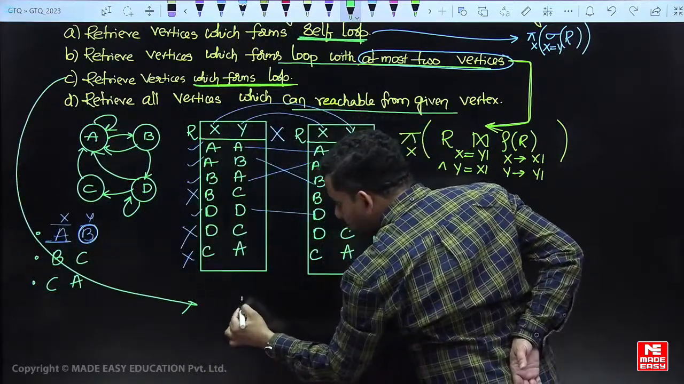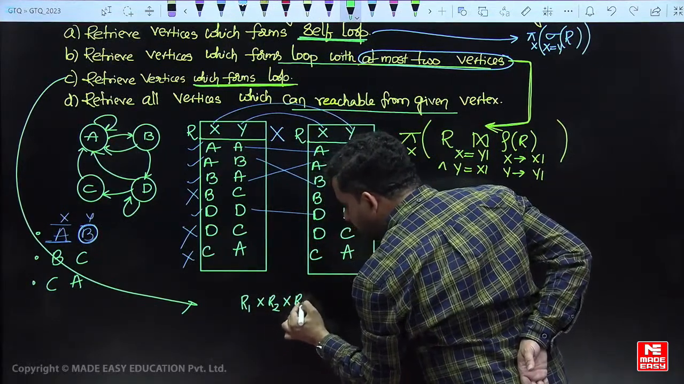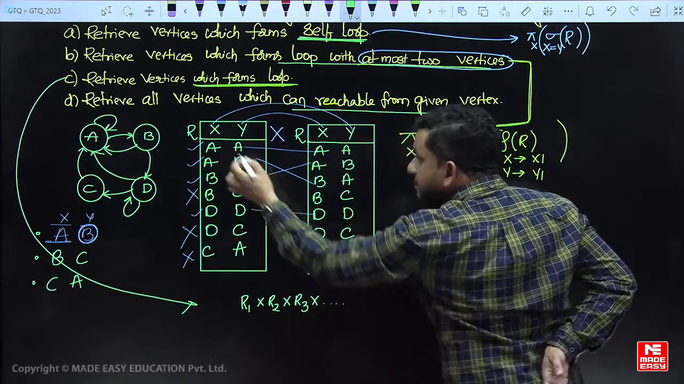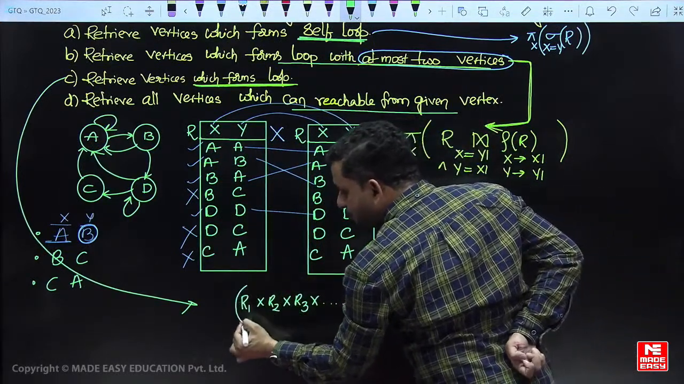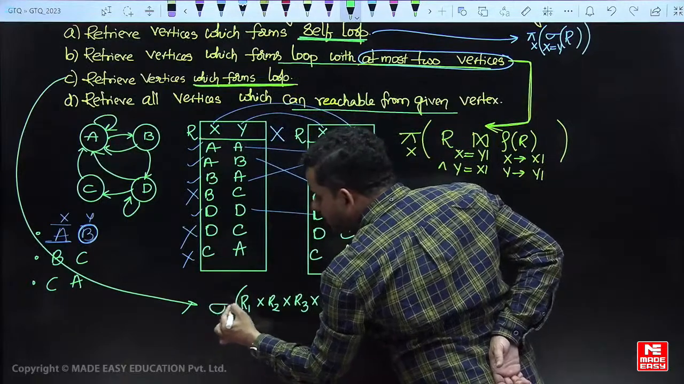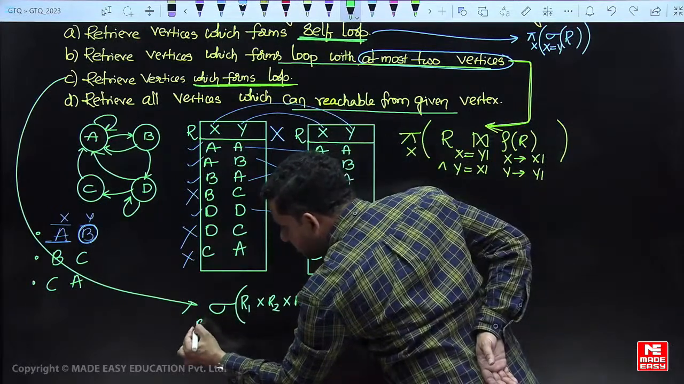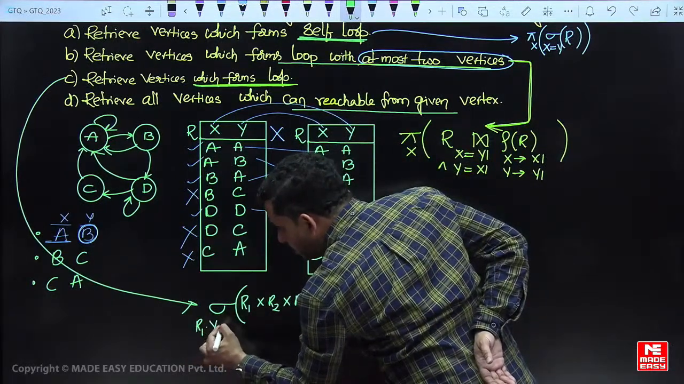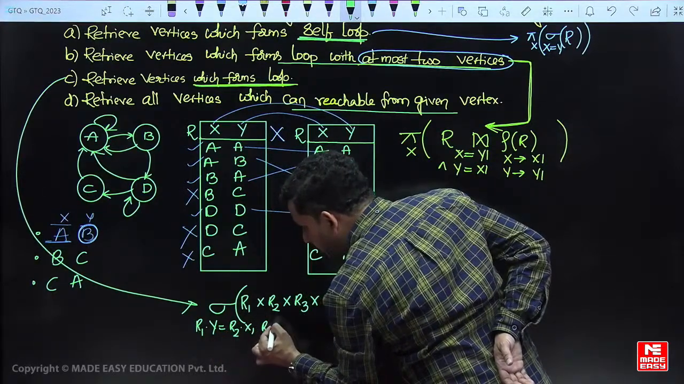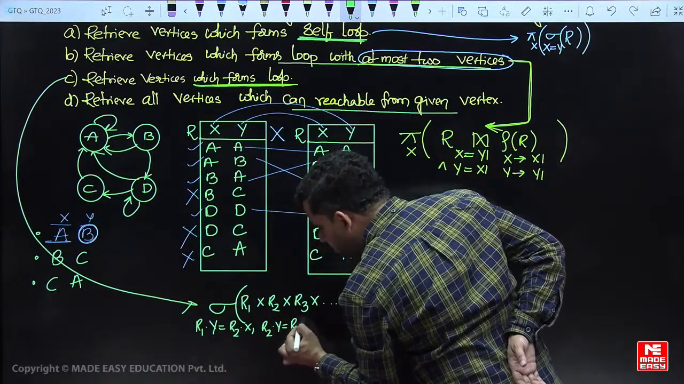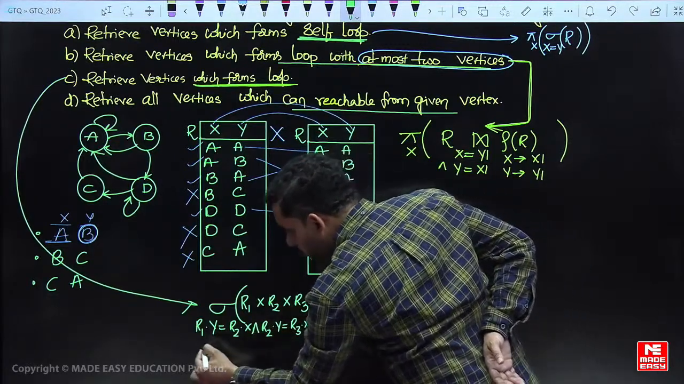So you have to do it like this: R1 cross product R2, assume that R1, R2, R3 up to Rn are renamings of the same relation R. Okay, so what is that n, we don't know, the length is not given, so we need to write a lot of conditions. This is not a constant length query. What are those conditions? The first relation Y should be equal to the second relation X, and the second relation Y should be equal to the third relation X, and so on.